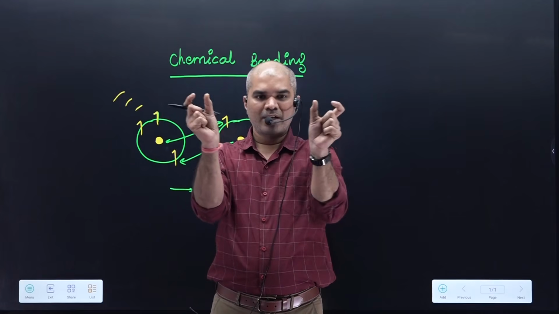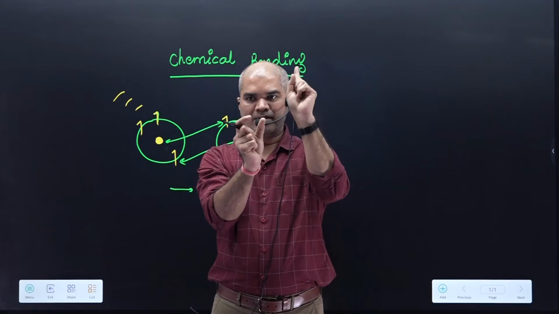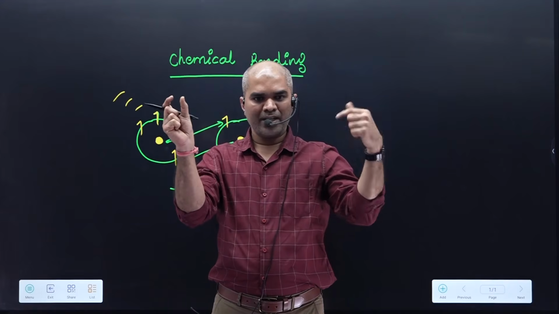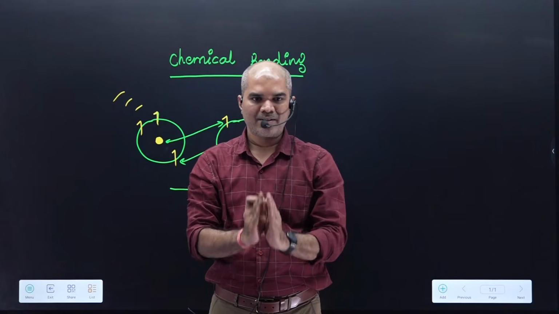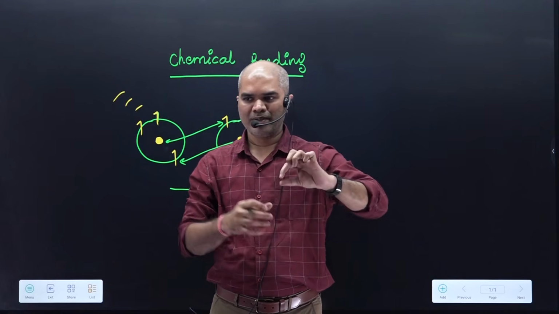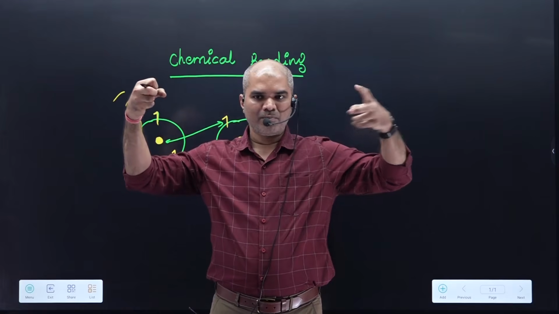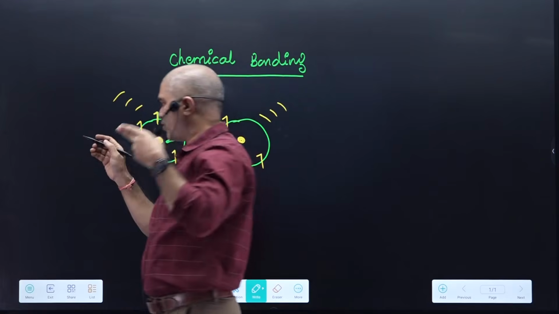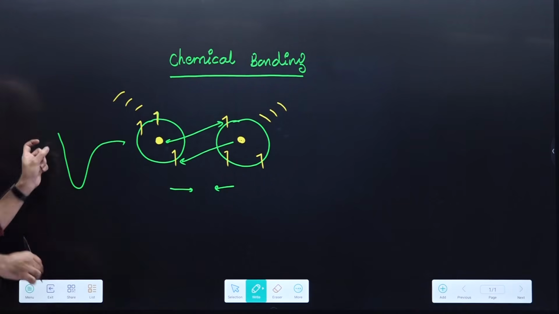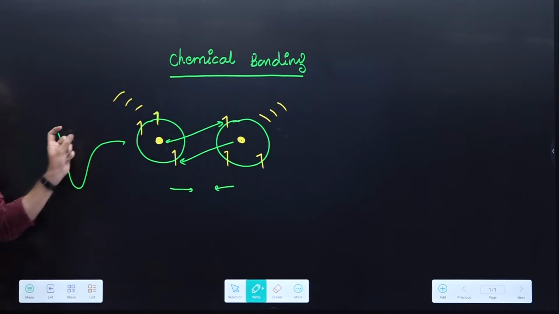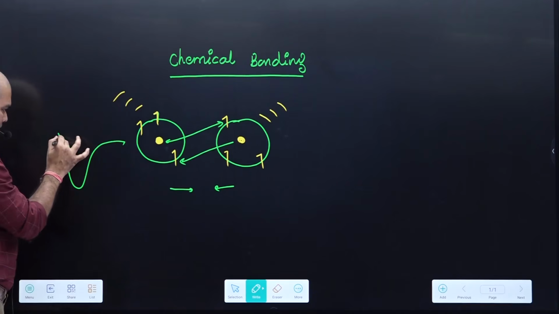If you are trying to bring atoms very close, energy will increase. If you are taking them far away, energy will increase. But at a particular distance, energy will be the least. That is what you see in the Morse curve. If you apply more energy, the bond will break. So how does the Morse curve look? You call it the potential energy curve. It starts from here.